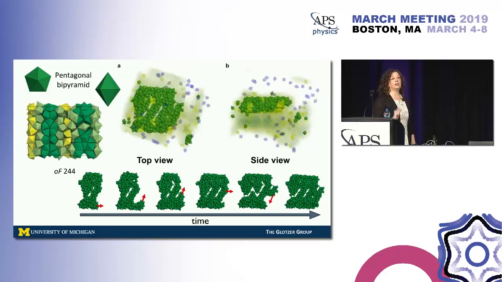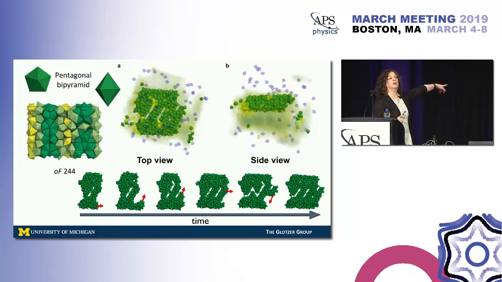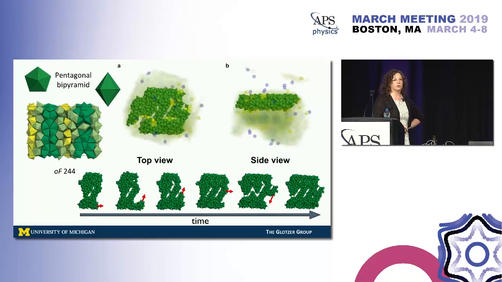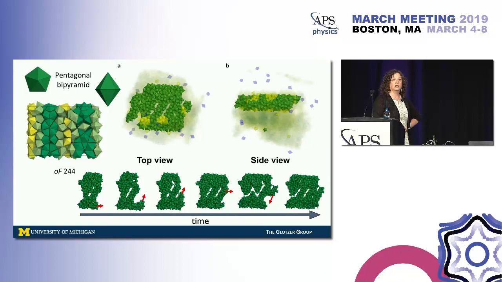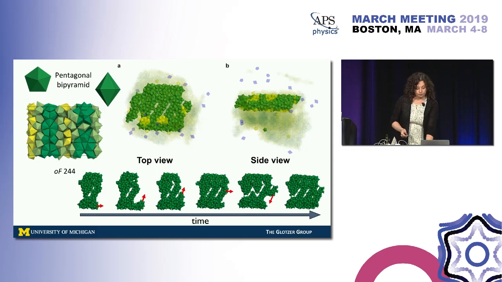There is no way that if I stopped you in the hall and showed you this movie you would say, oh yeah, there's no interaction whatsoever between those particles, right? They look like there's some kind of attractive force between these particles that's causing them to crystallize. Once it crystallizes, it has 244 particles in the unit cell.